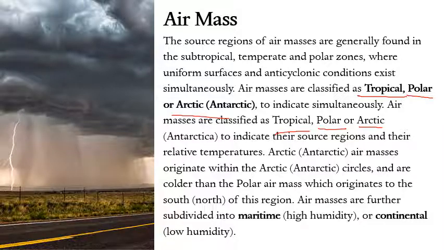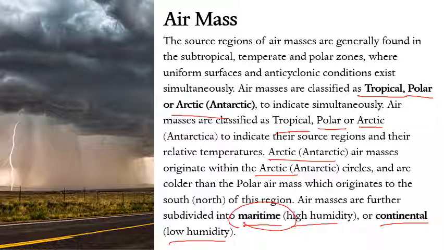Siyempre, Arctic or the Antarctic air mass originated in the Arctic region or the Antarctic circles and are colder than the polar air mass, which originates in the south or north of this region. Air masses are further subdivided into maritime or area of high humidity, or continental or low humidity. So pag sinabi nating this is a maritime air mass, that is a high humidity air mass, and continental, low humidity.